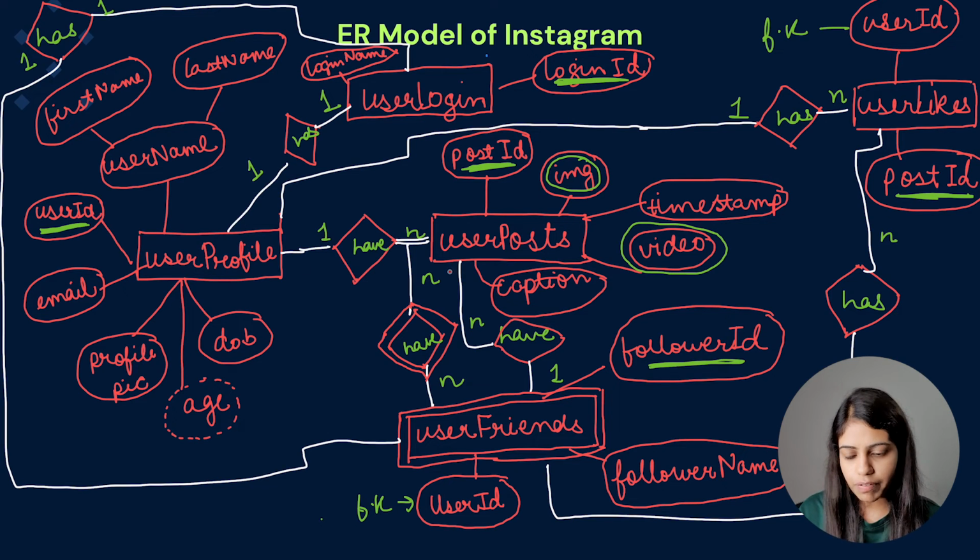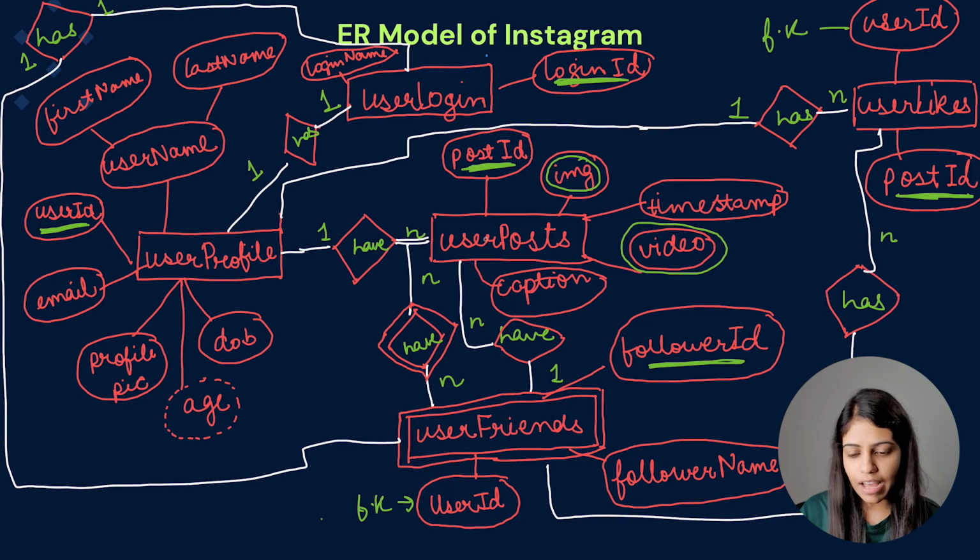Again, user profile and user friends have a many-to-many relationship because many user profiles can have many friends. In the same way, many friends can have many user profiles. So here user friends has a user ID and follower name. Now you can see user ID is present here as well as here. Here user ID is working as a primary key in the user profile table, and here user ID is establishing a relationship between user profile and user friends. So it is acting as a foreign key which helps to establish the relationship between user profile and user friends.